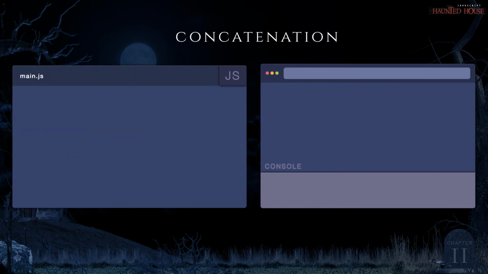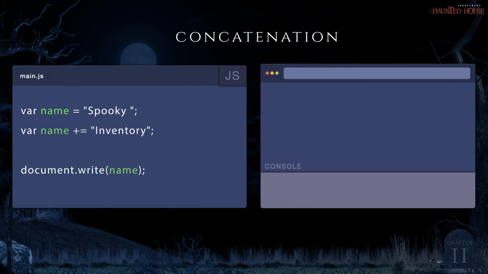We may also use the assignment operator to concatenate strings. Let's use the example of 2 separate words, spooky and inventory. The variable name now has the value spooky inventory.